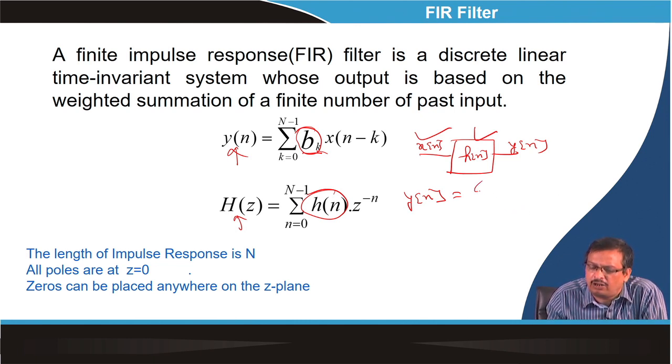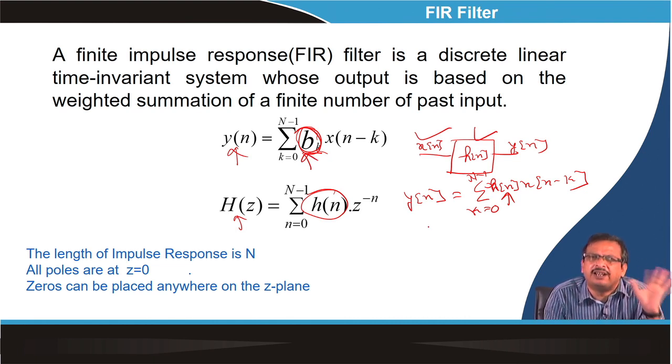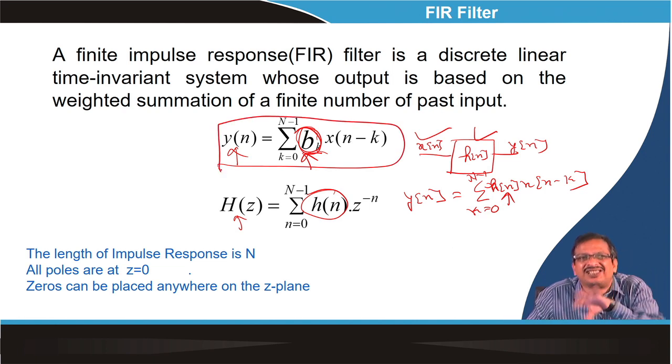So it is a sum over k equal to 0 to n minus 1 of h(k) times x(n minus k). h(n) is nothing but the filter coefficient, that's why I can write b_k, the filter coefficient value. If I know the filter coefficients from the given specification of the filter, then I can implement the filter, which is nothing but a convolution of the signal with the filter coefficients.